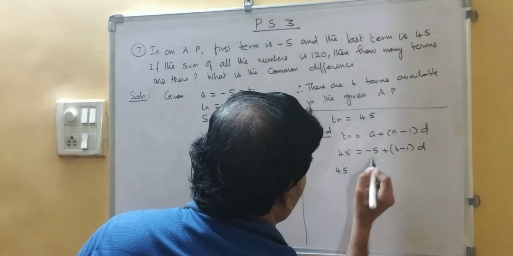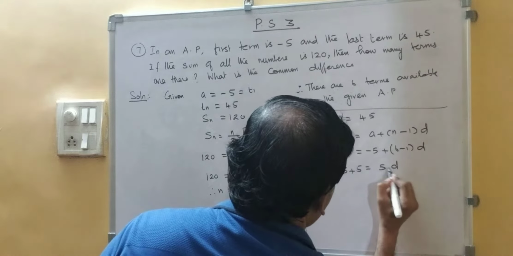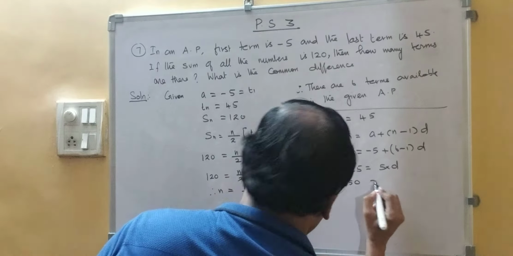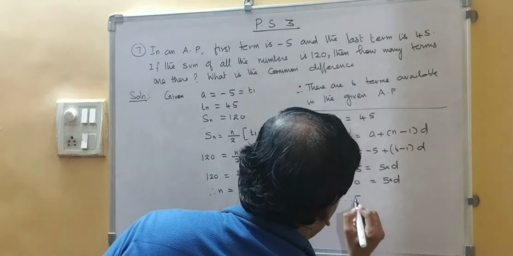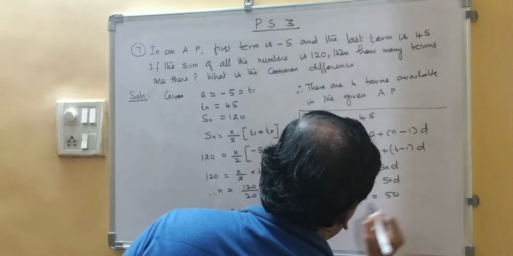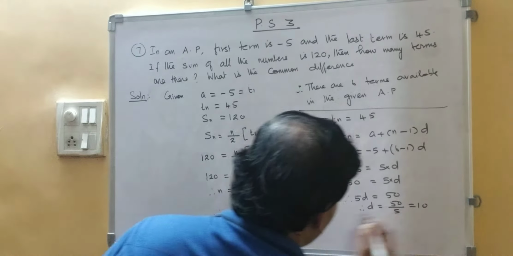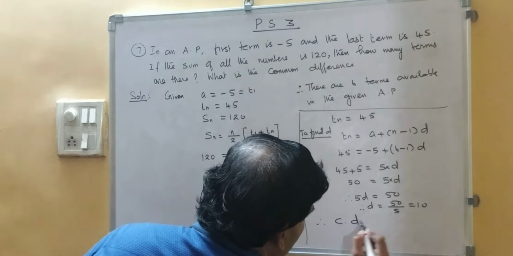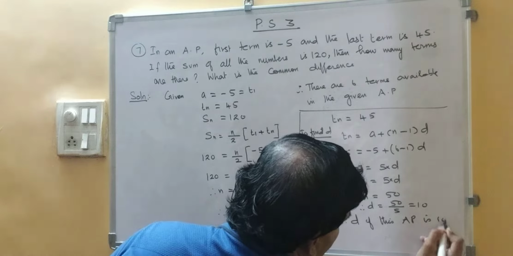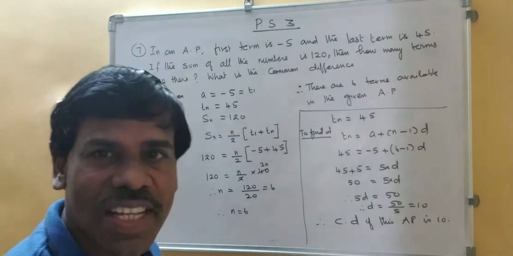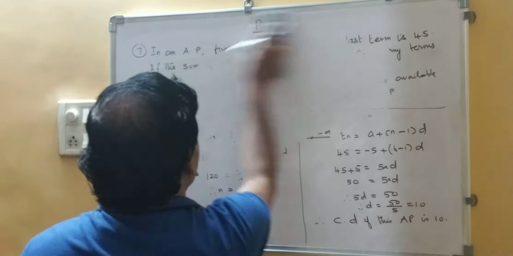So 45, this minus 5 we will take here, plus 5 equal to 5d. So 50 equal to 5d. Therefore d equal to 50 upon 5, which is equal to 10. Therefore the common difference of this AP is 10. That's all. Very simple, within no time you can do it. Now the next sum.